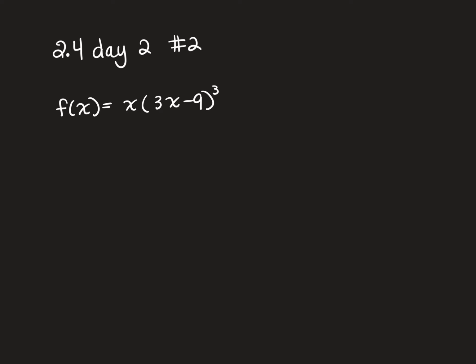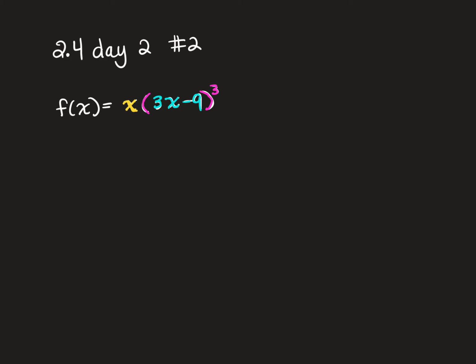All right, next up, we've got both the product rule and the chain rule that we're going to have to apply here. So our product rule states, we have two functions that are being multiplied together. So there's our first function, just x. The second function is made up of layers. So we have this outside layer, and then we have the inside layer.